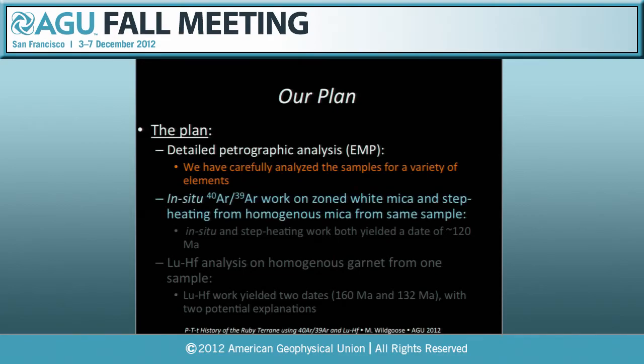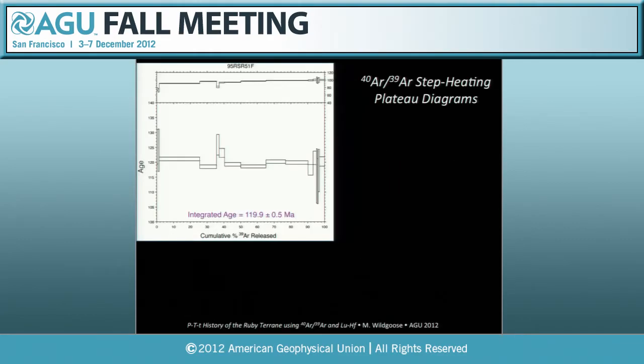The next step was to do the argon work. We did the step heating on two aliquots of potentially hundreds to thousand micas. These are very small micas. They're about 70 microns. So we did two aliquots, and these were homogeneous, so we did the bulk dating on them. So here's the first plateau diagram, so age is on the y-axis.